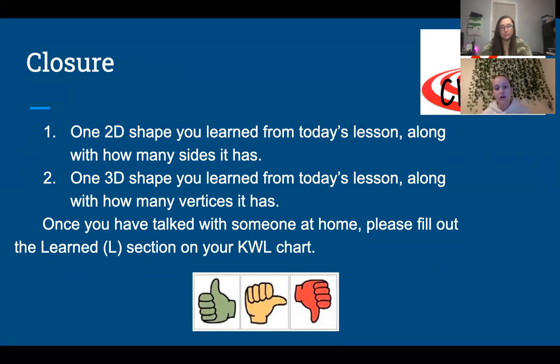And also, I want you to think of a 3D shape you learned from today's lesson, along with how many vertices it has. Now, if you are stuck on that tricky vocab word, don't forget you can go back to the video and look at the vocab words that we had on the slide. Once you've talked about it, I want you to fill out the L section of your KWL chart. Hopefully you took good notes because this should be pretty easy. We're going to go ahead and fill in all the shapes that you learned today right under the L so we know that you remember.